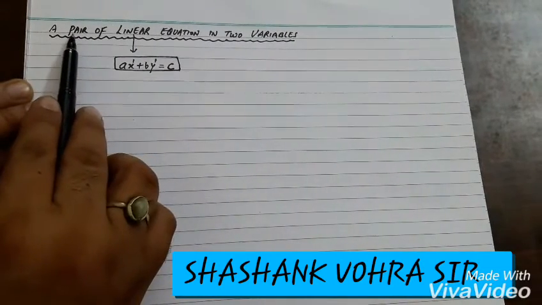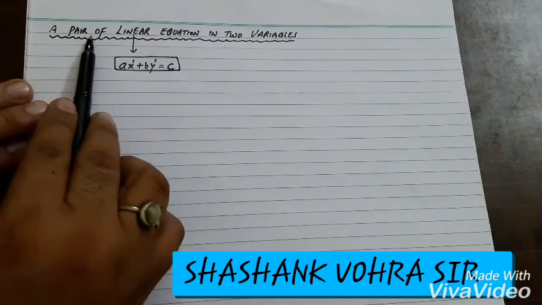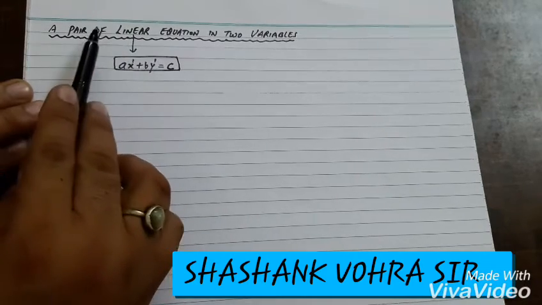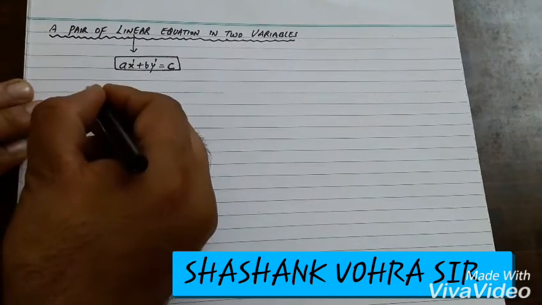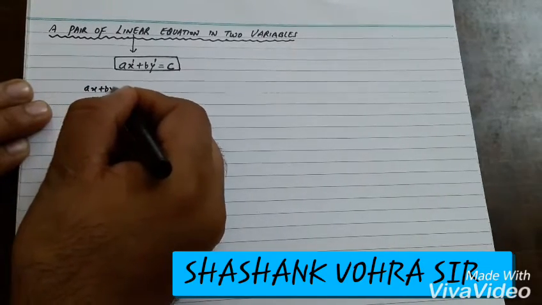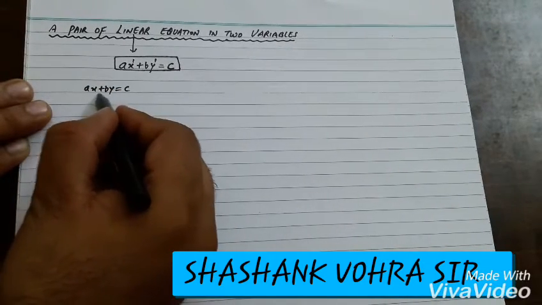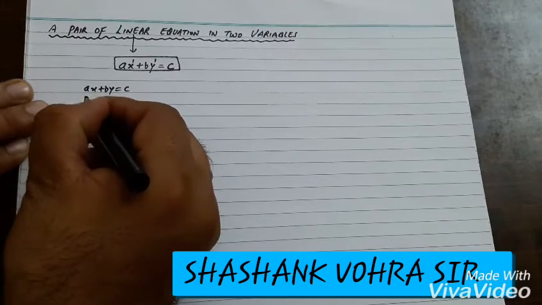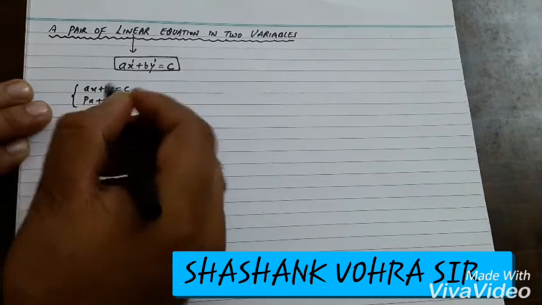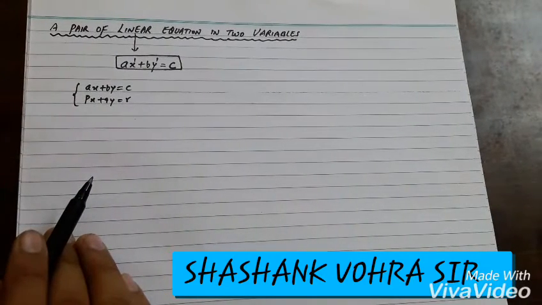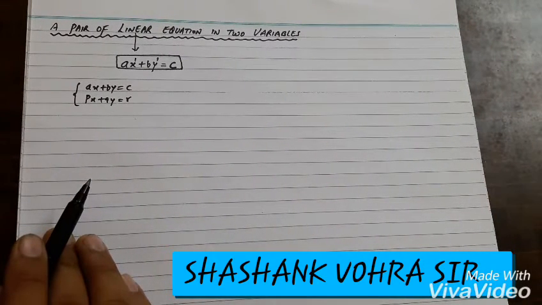Now this topic has the name a pair of linear equations in two variables, which means in this topic we have two such equations with different constants. So let us say ax plus by equal to c is one of the equations, and px plus qy is equal to r is the other equation, right? Now we have to solve this system so that we can find the common value of x and y which satisfies both these equations.